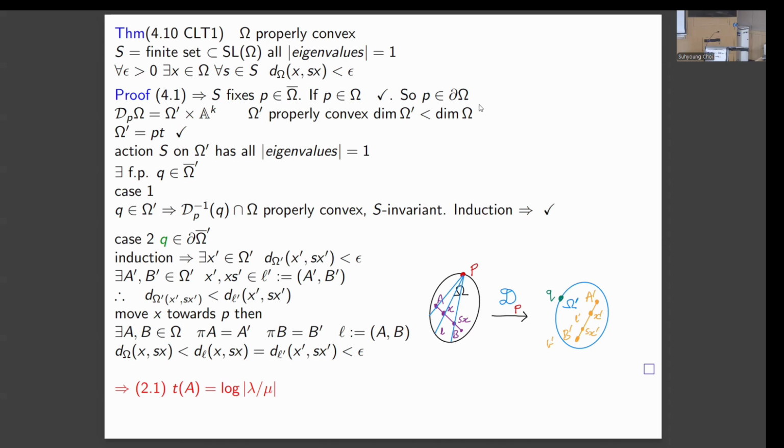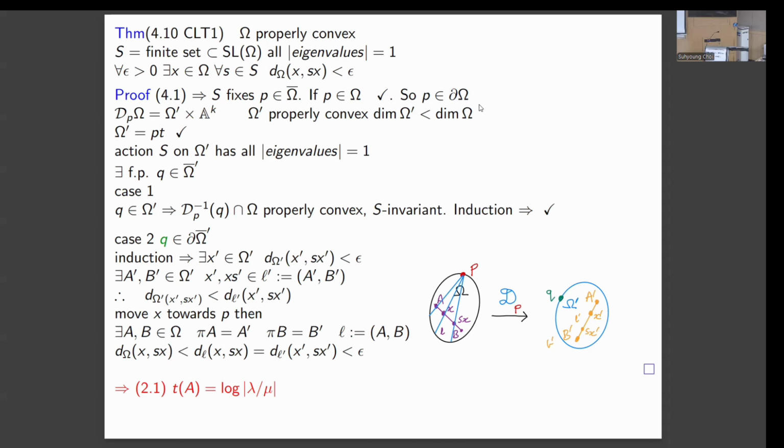So again, we're going to do proof by induction on dimension. We've got this group acting on omega. This group acts on the space of directions, and so it acts on omega prime. And the action of this group on omega prime has the property that all the eigenvalues are on the unit circle. So that means there's a fixed point in the closure of this set.